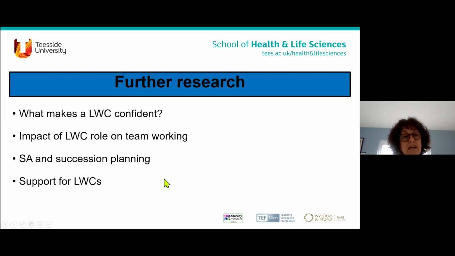Areas of further research, I found that we need to find out what makes a labour ward coordinator confident. What's the impact of the coordinator role on team working? Do we use succession planning and situational awareness in our succession planning, and what support is available for labour ward coordinators, because this is a very demanding job.